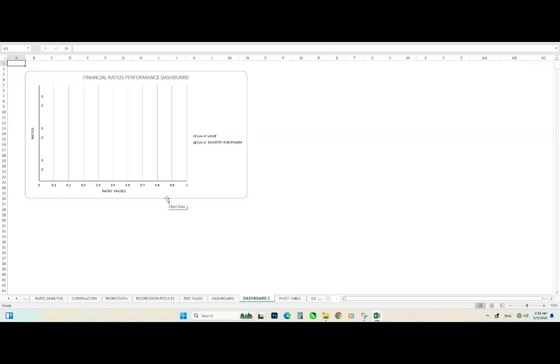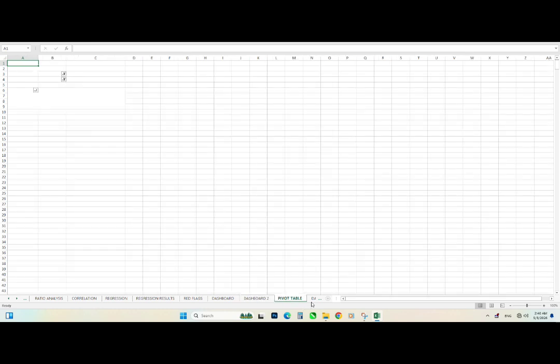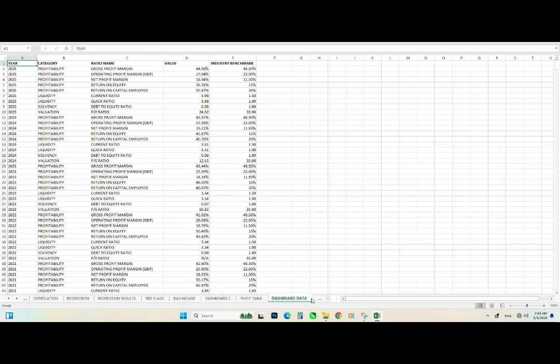The dashboard 2. This dashboard compares company performance with industry benchmarks. It helps us understand where the company stands in the market. The company performs better than the industry in most parameters.